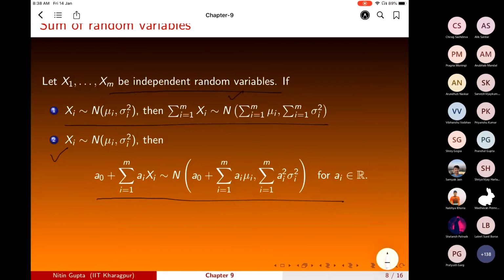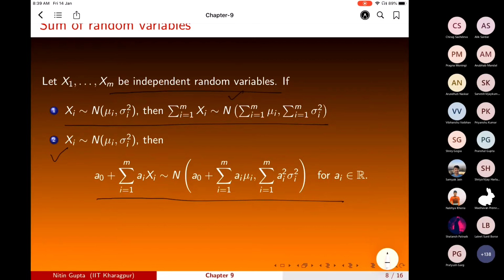Just tell me. Sir, can we do this for if there is an AI xi, so we can take it as something else which is yi. So for yi, we can say that the mean would be AI into mu I, and the variance would be squared. The constant would be squared. So there would be AI square and sigma I square.